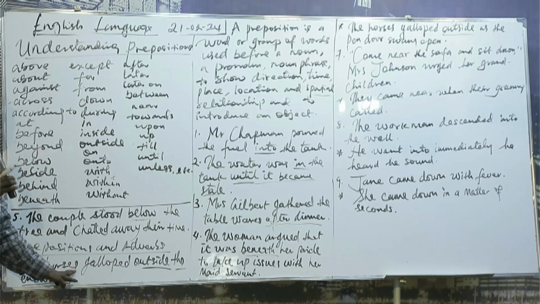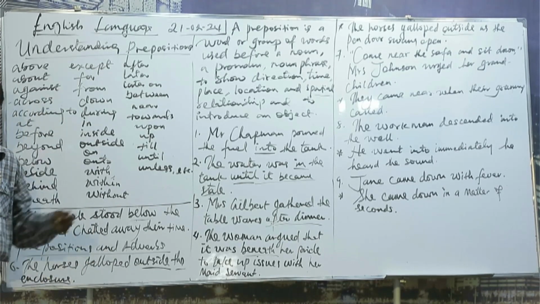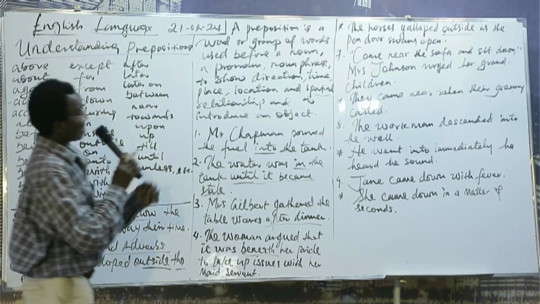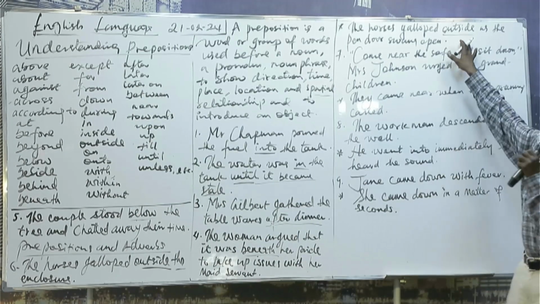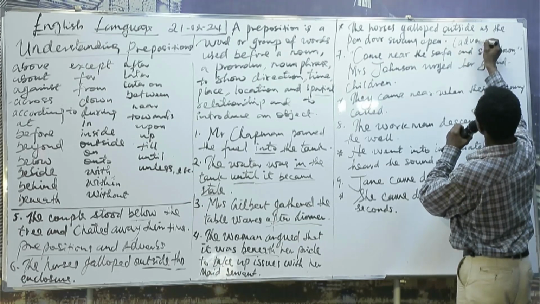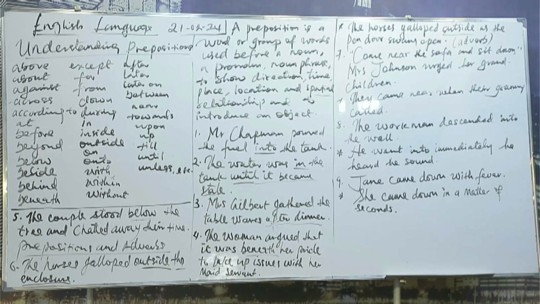Outside, it says, the horses galloped outside. Outside what? The enclosure. So that makes outside a preposition. It governs a noun, by which we mean a noun comes after it, sometimes a pronoun. Good. But when it is used without a noun coming immediately, then it's an adverb. For instance, in this example, the adverb is outside. The whole sentence says, the horses galloped outside as the door swung open. When did they gallop outside?